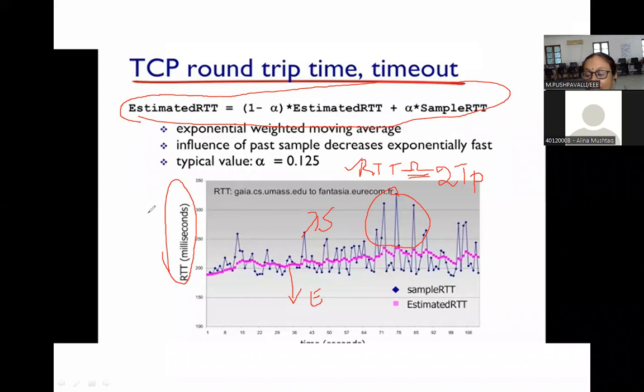So for the estimate, we are not simply saying this is my RTT time period. The RTT time period is estimated using this formula, and sometimes that is not very close. At that time, we see that it should be twice the propagation time.